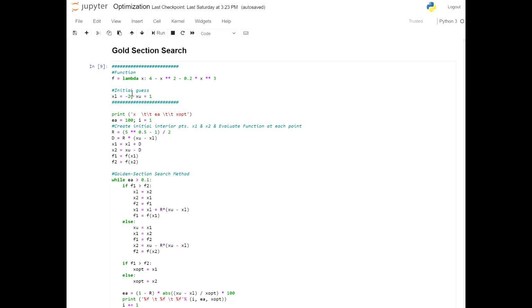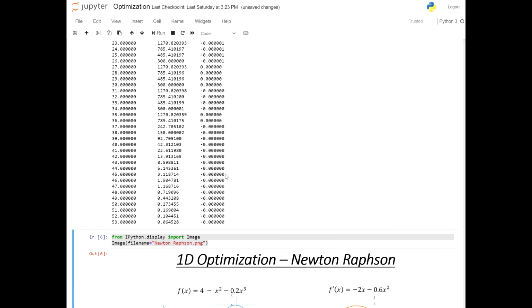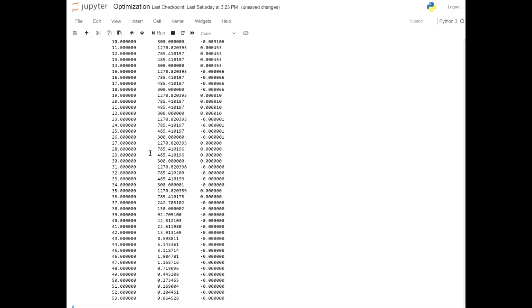So let's actually begin. So again, we're dealing with this function. We're dealing with initial guesses of -2 to 1. So we're bracketing the maximum. And here we're doing it for an approximate error of 0.01. So let's actually run this. Okay. So here we had 53 different iterations. We went below 0.01 and we can see we actually reached the maximum at 0.